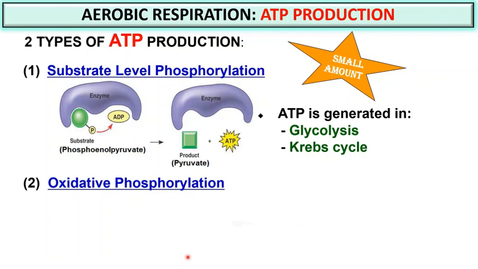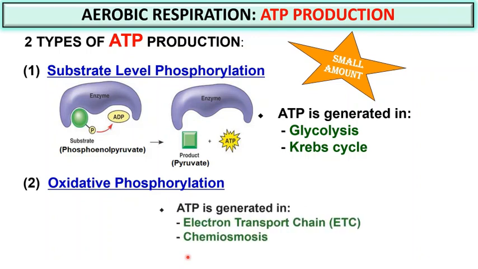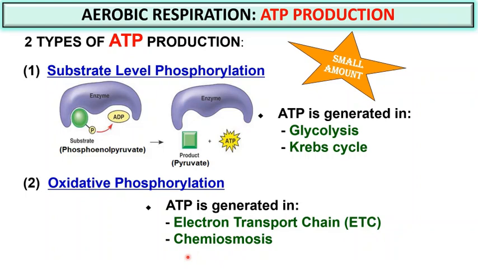However, in oxidative phosphorylation, the ATP is generated during the electron transport chain or ETC and chemiosmosis. It accounts for most of the ATP synthesis, so it produces a large amount of ATP.